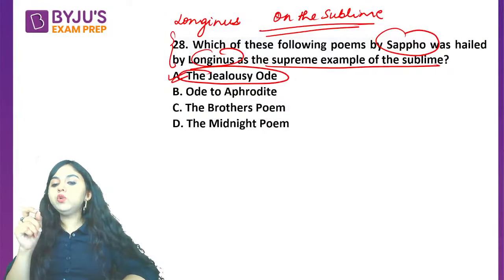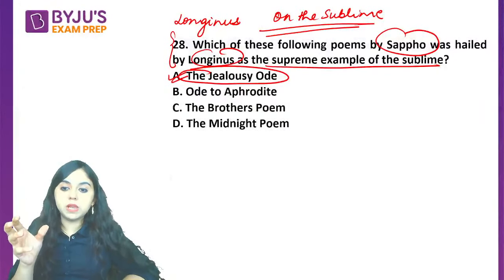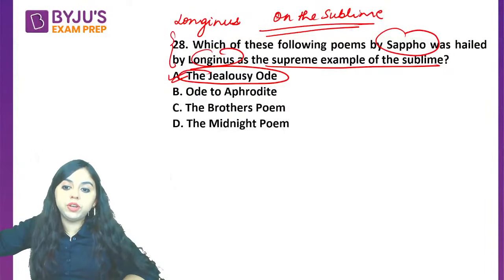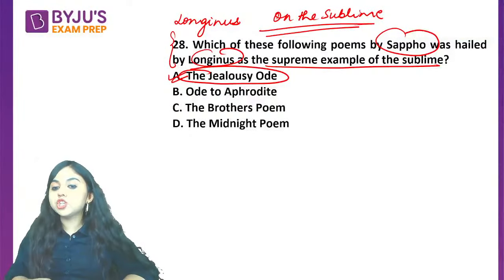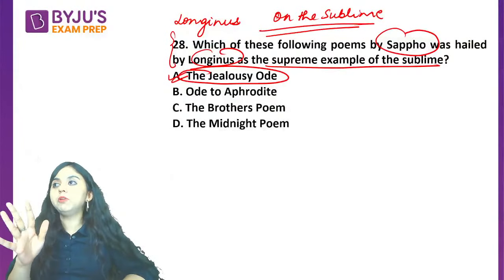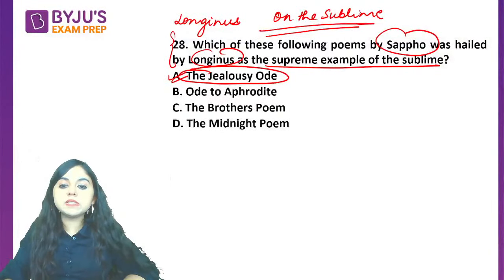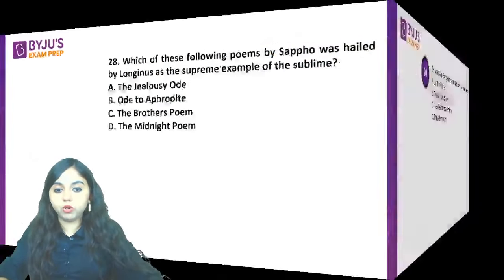According to Longinus's theory of sublimity, he's telling you that the greatness of a work is the ability to transport the reader to another realm because of the beauty and grandeur of the work. Longinus is actually hailing Sappho. So he says that the Jealousy Ode is the supreme example of the sublime. It is a supreme example of the sublime, according to Longinus.